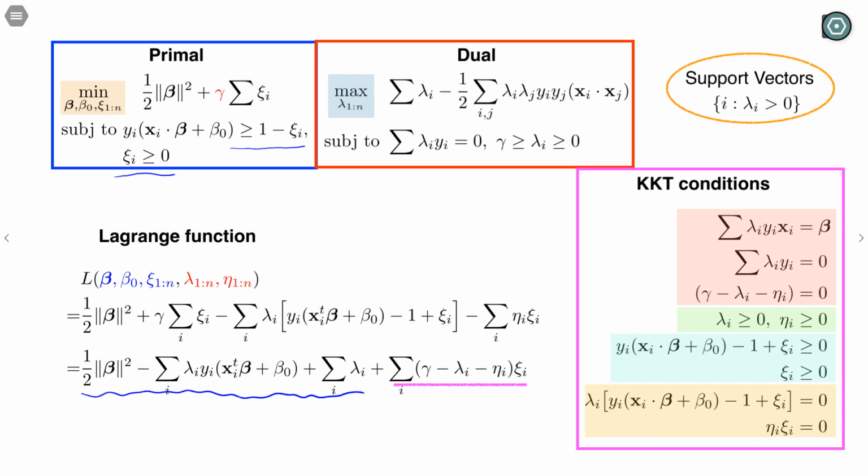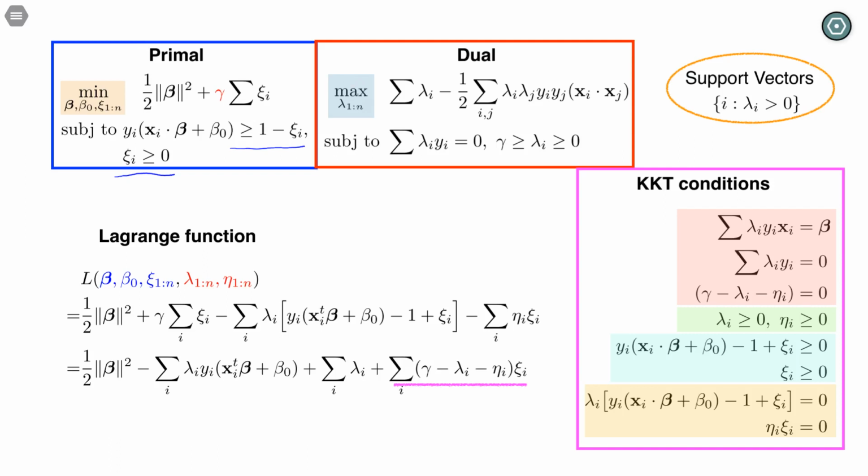And then the last term, as you're going to find out by the KKT condition, is actually 0, so we can cancel it. Okay, so this is the Lagrangian function, and we keep everything. And then let's work out the KKT conditions. The KKT conditions have four groups of conditions. Let's explain them one by one.